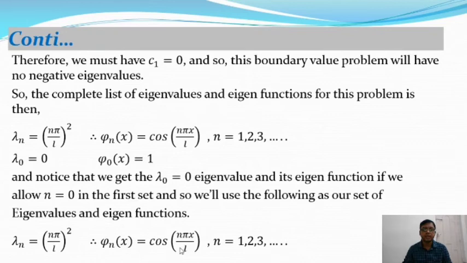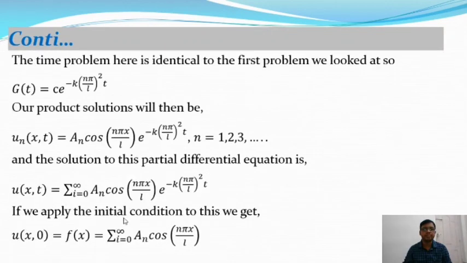And this is the solution corresponding to the differential equation phi double dash x plus lambda into phi x is equal to 0. Okay, and this is the most suitable solution for the differential equation, that means when lambda is greater than 0. So after that the time problem here is identical to the first problem we looked at.